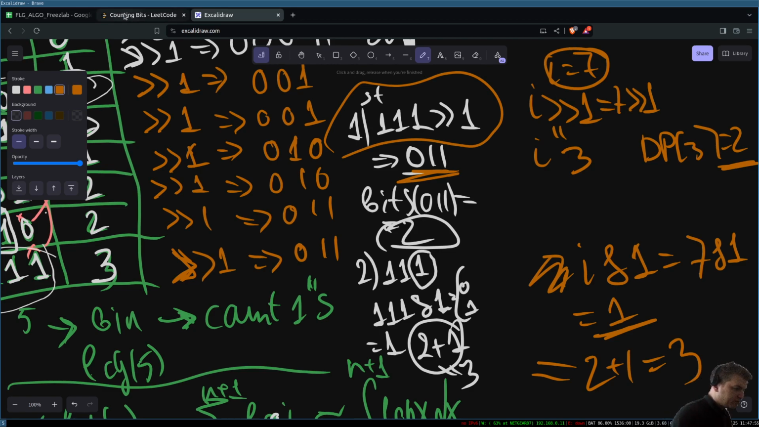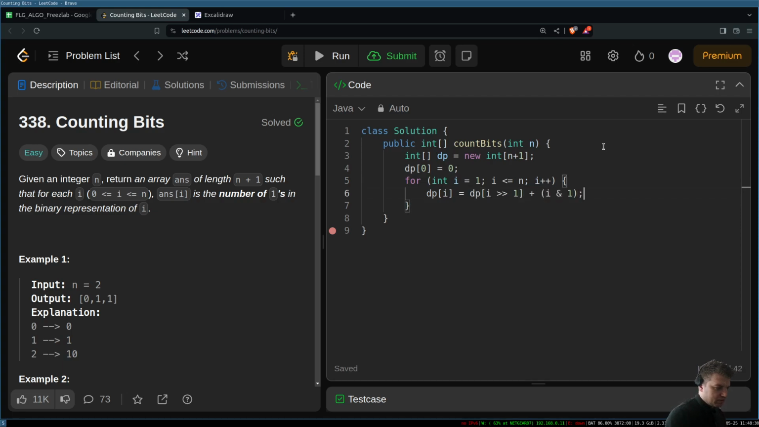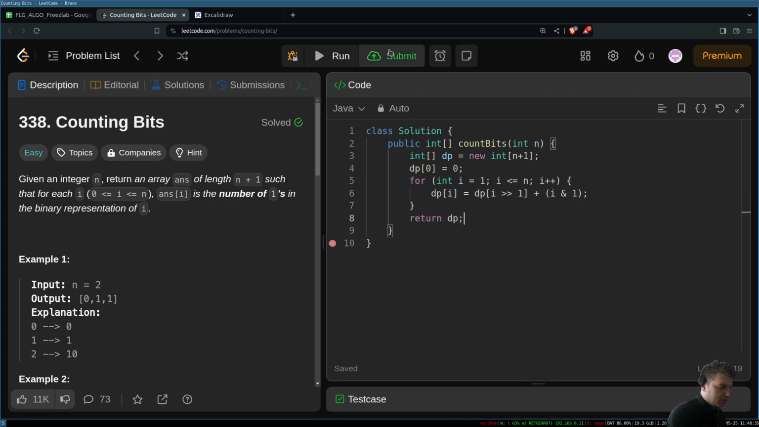So next I'll program this, quite simple programming for the second approach. I'll have the int dp array equals new int of n plus 1, and dp of 0 equals 0. Then I'll do for int I equals 0, I less than or equal to n, I plus plus, and then dp of I equals dp of I shifted by 1, plus I and 1, and then I'm going to return dp. So that's it.